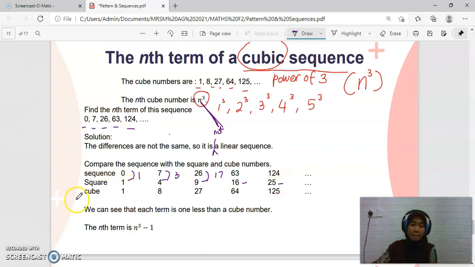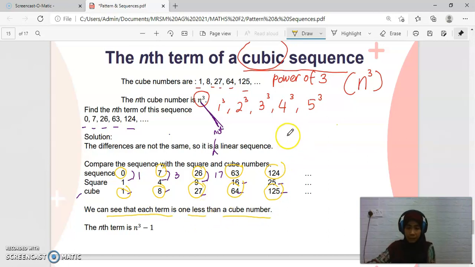So kita compare pula dengan cube numbers. Bila kita compare dengan cube numbers, 1, 8, 27, 64, 125, apa awak boleh tengok? Nampak tak? Berkurang satu number for each term. Okay. 63, 64, 124, 125, 26, 27, 7, and 8, and then 0 and 1. So we can see that each term is 1 less than a cube number. Okay. Dia kurang satu daripada cube number.